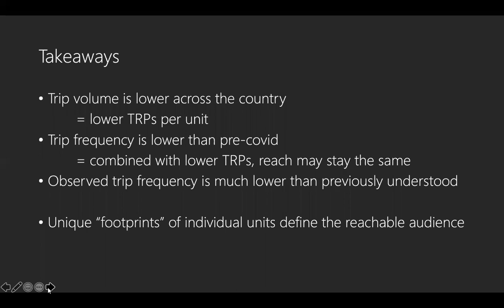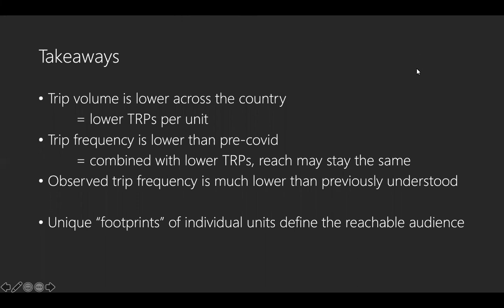What are the takeaways here? Things everyone should keep in mind as they look at the 2021 forecast and new reach frequency. 1, trip volume is going to be lower across the country. It may not be very low in some areas, but some areas are going to see a decrease in traffic volume, so we're going to see lower TRPs per unit. These are broad statements. Trip frequency is also going to be lower than pre-COVID, based upon what we're observing from the mobile data.